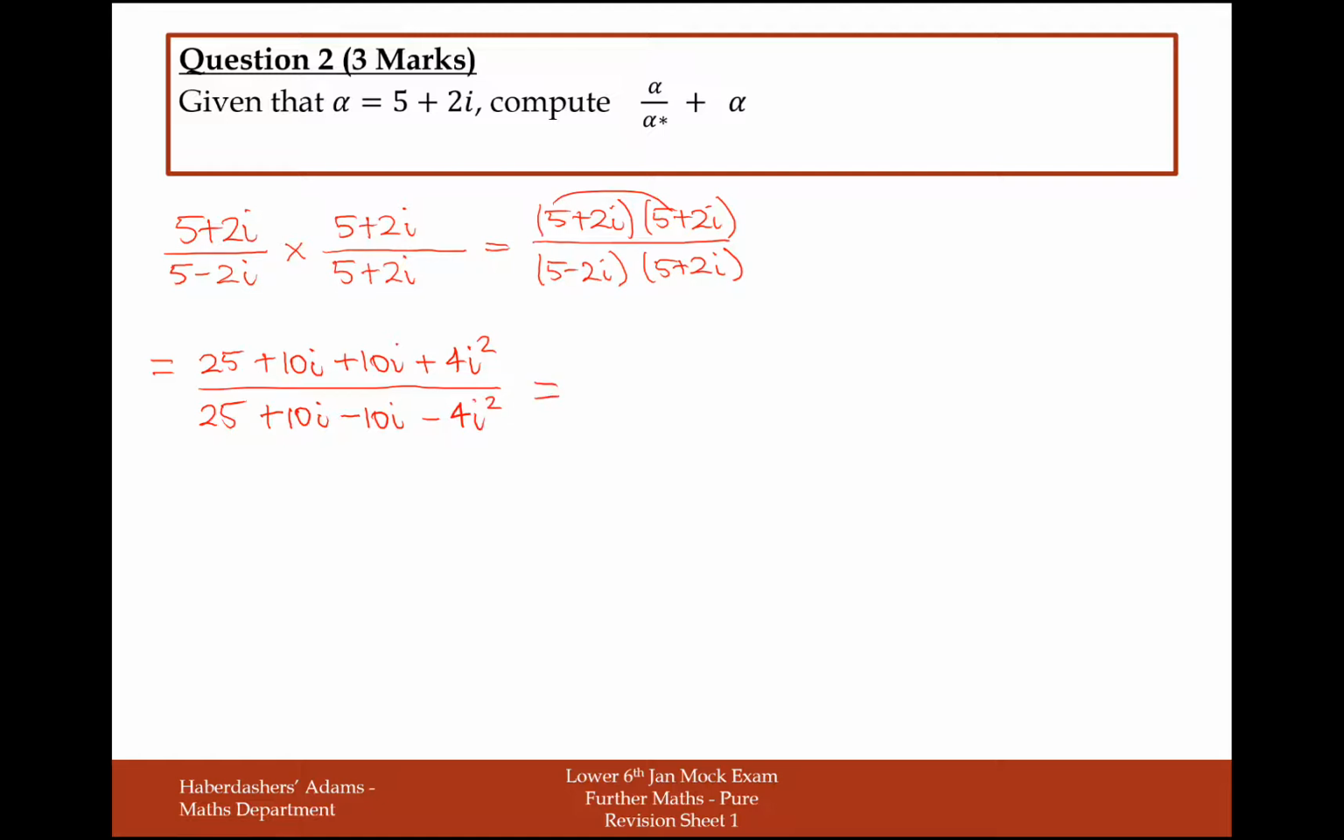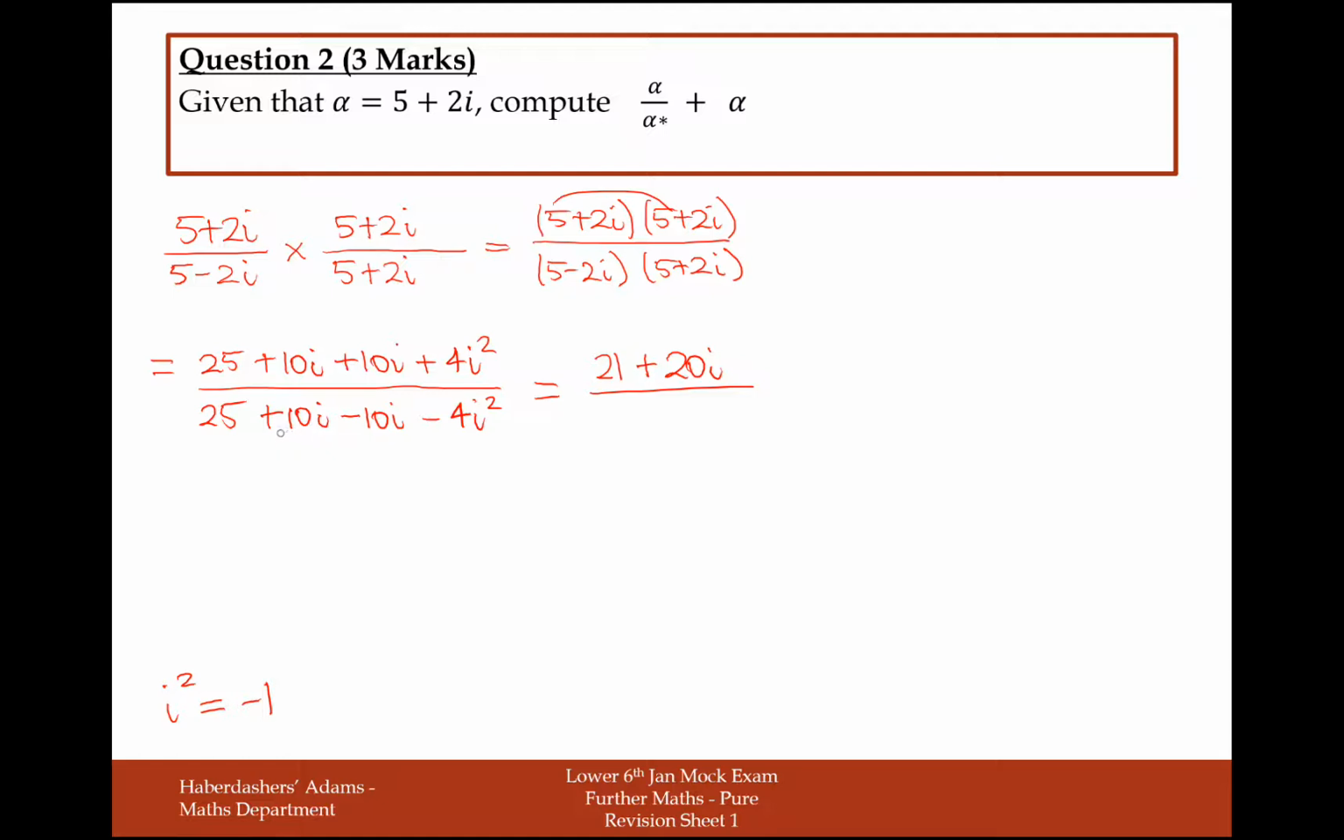So let's go ahead and simplify what we've got here. We know that i squared is minus 1. That comes straight from the definition of i, which is the square root of minus 1. So here I've got 4 times minus 1, which will make a minus 4 in total. And I can simplify that together with 25. 25 take away 4 is 21. And adding together my imaginary components, I get 20i.